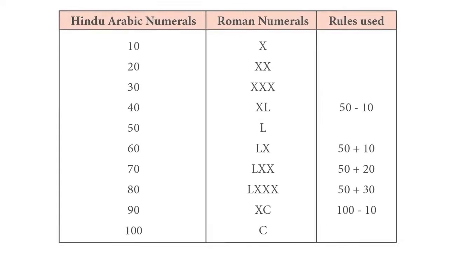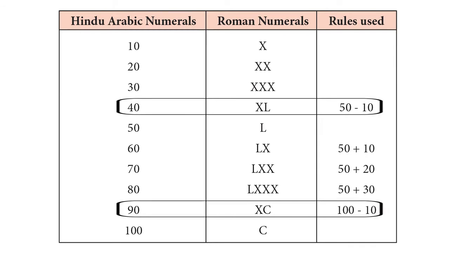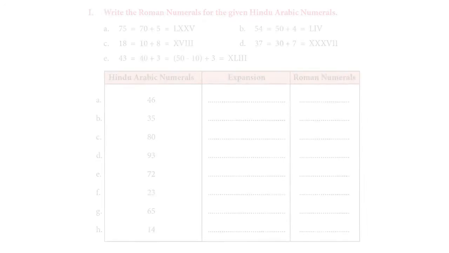Now, in the next table you have all the Roman numerals and Hindu Arabic numerals for 10, 20, 30, 40, 50, 60, 70, 80, 90 and 100. Take a look at those, and if you notice for 4 and 9 there is always a subtraction coming, but all the others are easy and the rest of them are addition. Okay, 4 and 9 always remember. Okay, let's do some examples.